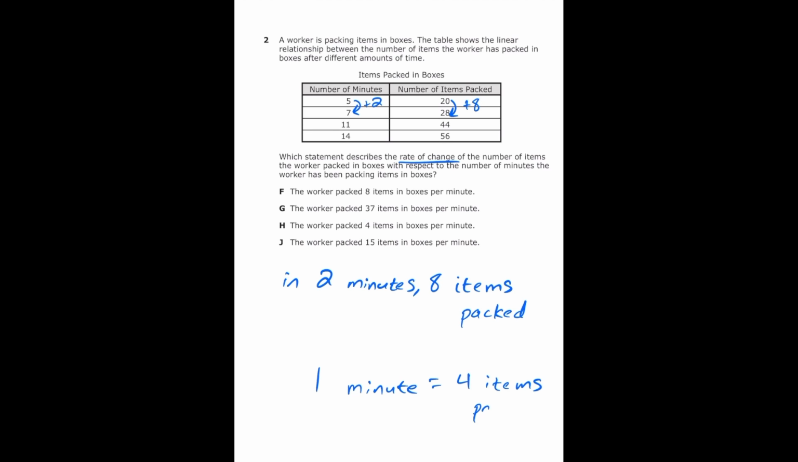So I'm going to go ahead and look at our table, and I noticed that from the first row to the second row, we're changing 2 minutes. We're going from 5 to 7. In that time period, we're also going from 20 items packed to 28 items packed, which is a change of 8. So in 2 minutes, we packed 8 items. So obviously, by just some simple math, in 1 minute, we would pack 4 items. And so our answer is going to have to be letter H.